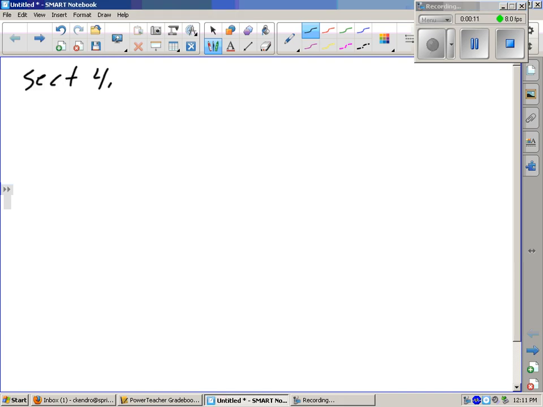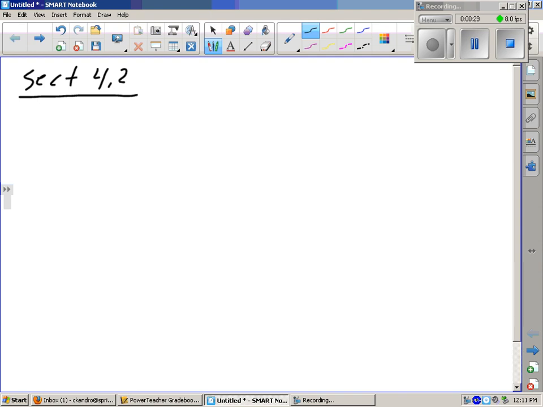Section 4.2. We're going to add in a couple fancy names for some of the things we've been doing, and we're going to add in a squash and stretch sideways. We've only had squash and stretch up and down.